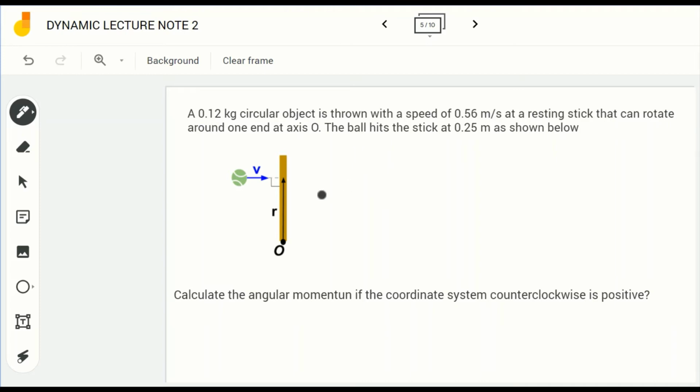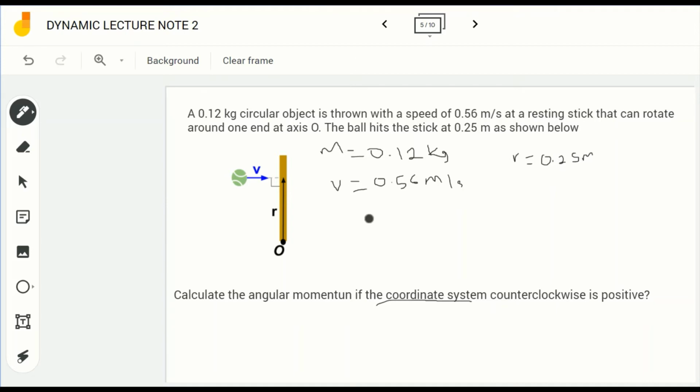Now, to solve this question, you must take note of the coordinate system. This affects the sign of our speed. As you can see in this case, the mass m is 0.12 kg, our speed v is 0.56 meters per second, and our radius r is 0.25 meters.